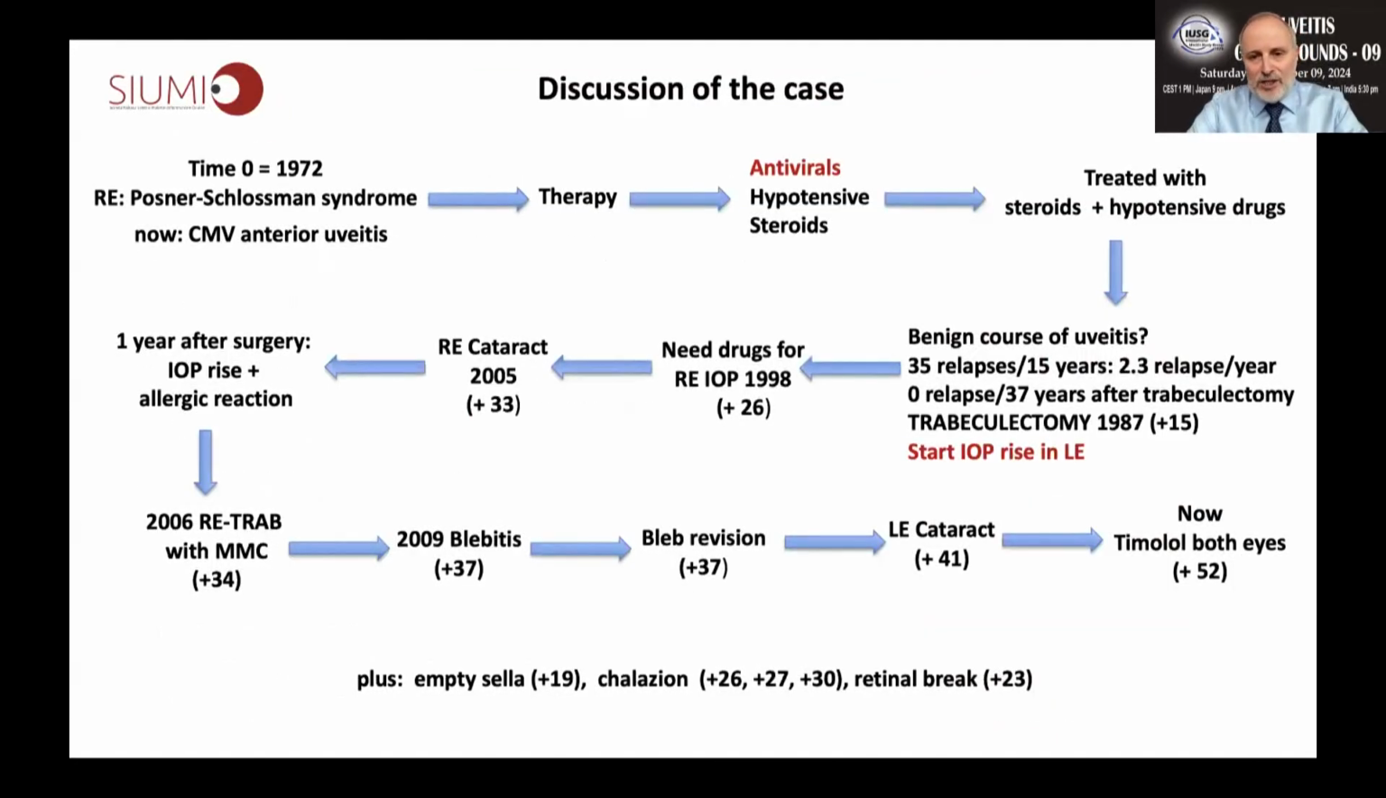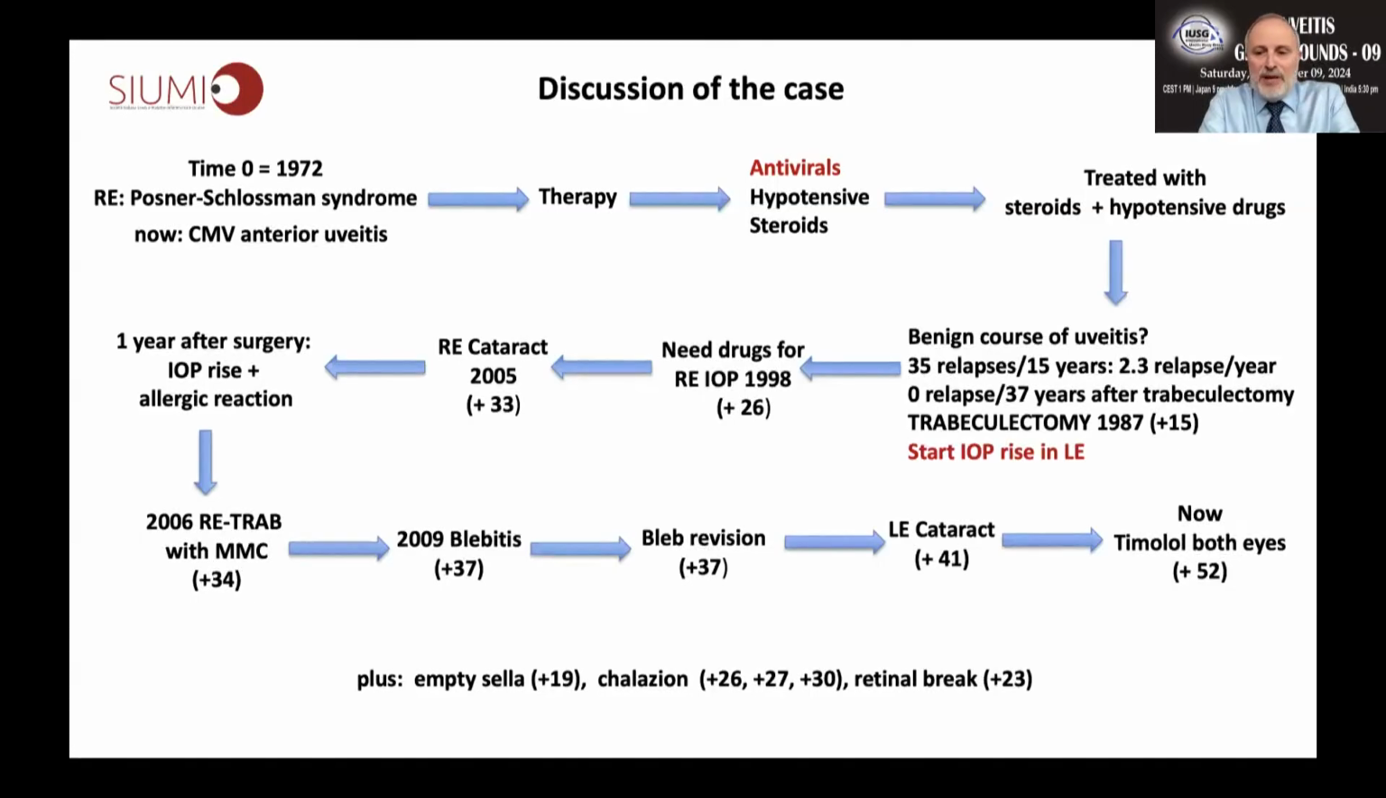So going back to discussion of the cases, the time zero is 1962, and the diagnosis at the time was Posner-Schlossman syndrome. We don't know at that time that Posner-Schlossman can be caused by CMV or other virus infections. So the therapy at that time was done only with hypotensive drugs and steroids. And we have to underline, are we sure that it is a benign course of uveitis?